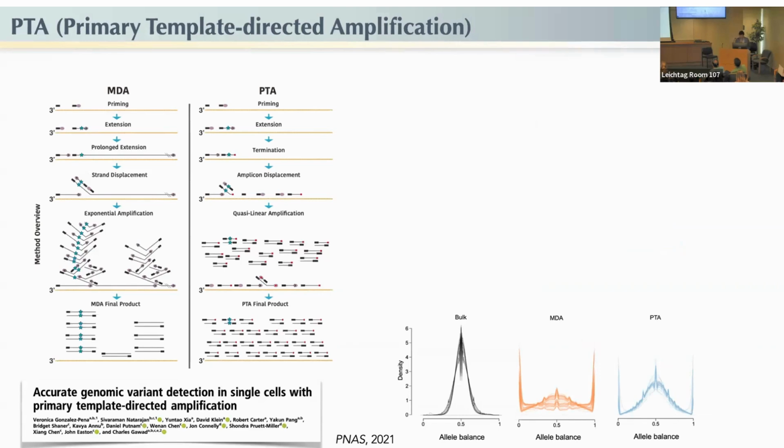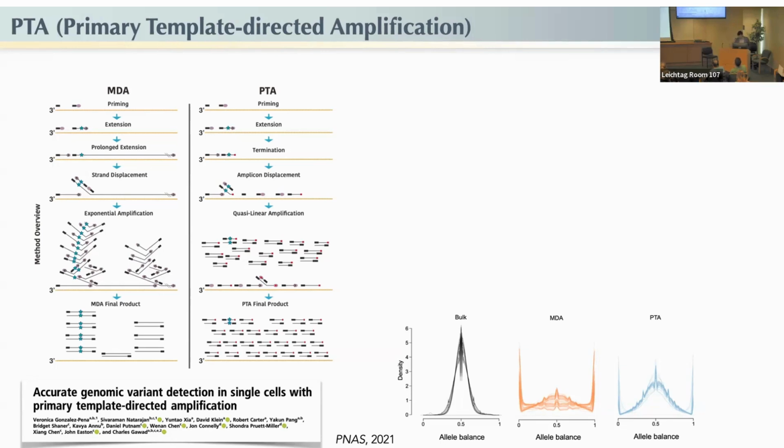Now, after that, we ran into a technology called PTA. This has now been commercialized by a company called Bioskryb. But we worked with them from the very beginning, and it turns out that PTA is a better amplification method. Compared to multiple displacement amplification that we used to use, PTA generates a more even coverage, okay?